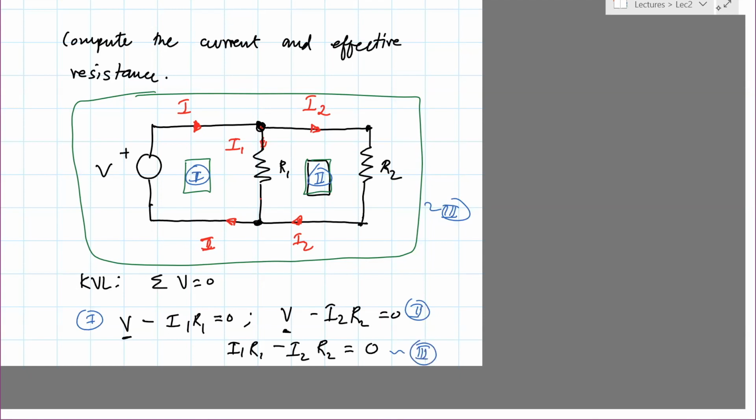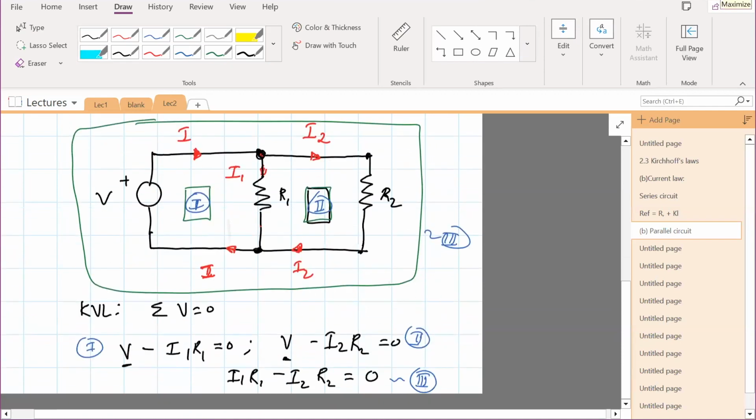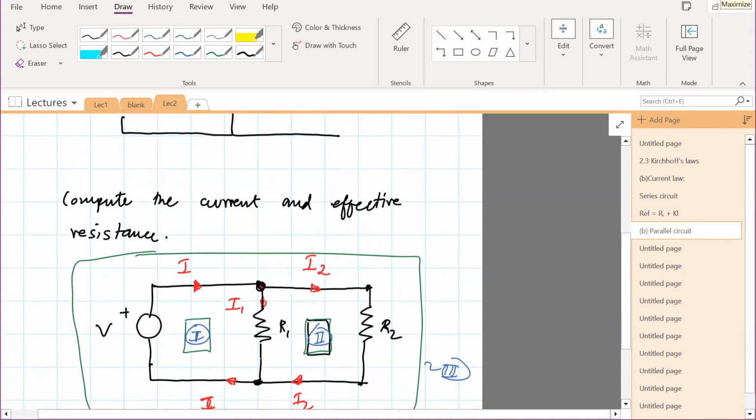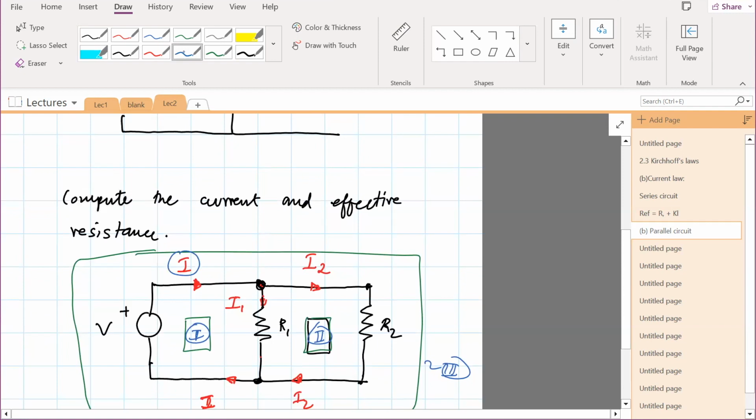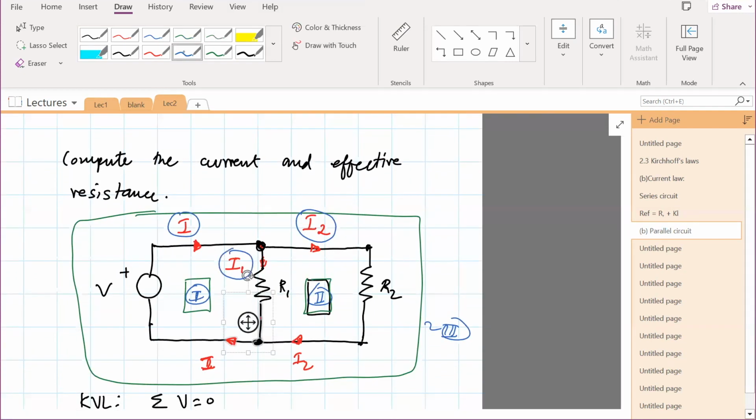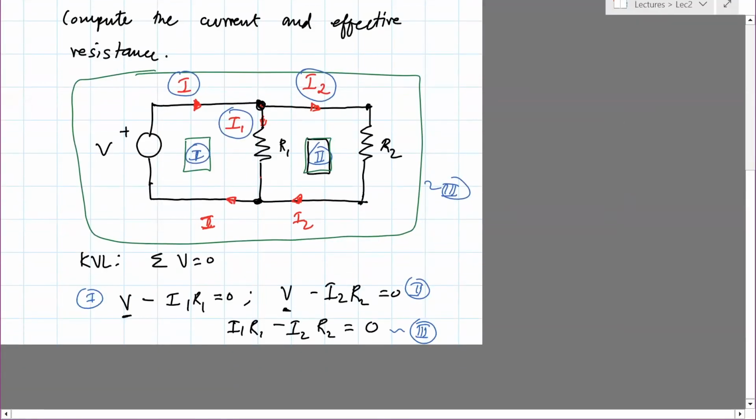Okay, now let's try to count the unknowns and knowns. In this case, we have 1, 2, and 3 unknowns. So 3 unknowns, we need 3 equations to solve for the unknowns. Now the issue is that you can't use these three equations as 3 equations because they are dependent. In other words, you can derive equation 3 from equation 1 and 2, so they're not really independent. So don't use these 3 equations and solve for I1 and I2. You will not be able to do that.